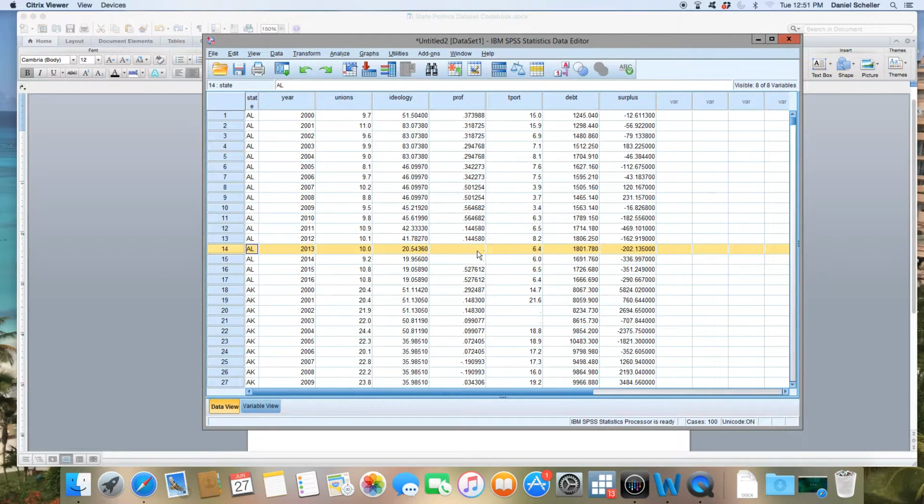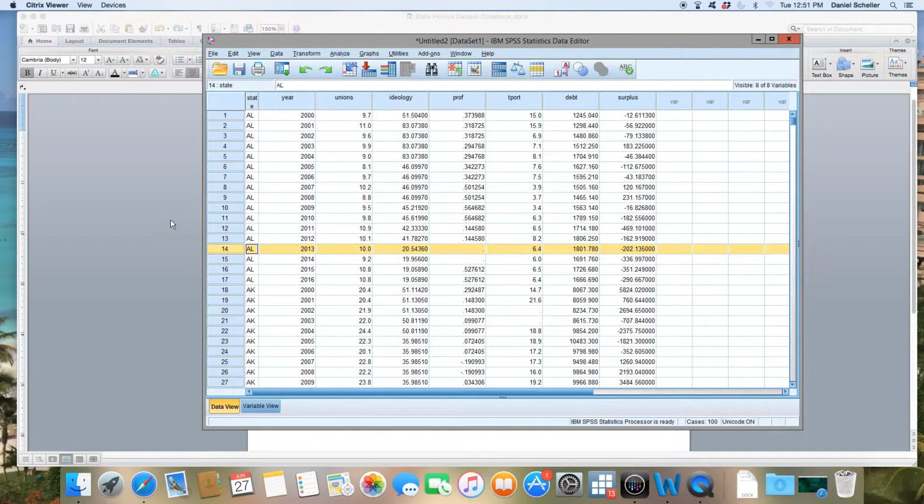The value for state legislative professionalism is missing, which we're not going to worry about right now, but it's left blank or given a little dot. T-port is 6.4% of the state's budget was spent on transportation. The state debt was $1,801.78 per person, and the surplus, they're operating in the red. You see the negative value. The real per capita figure, $202 and about 14 cents.